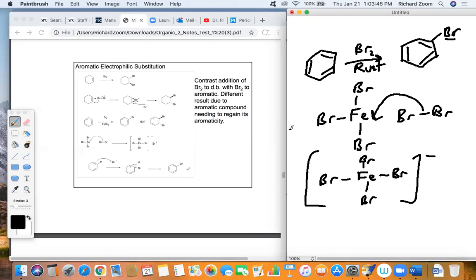And that leaves us with the Br plus. And the Br plus here is what is actually going to do the reacting. Does anybody have any questions so far?